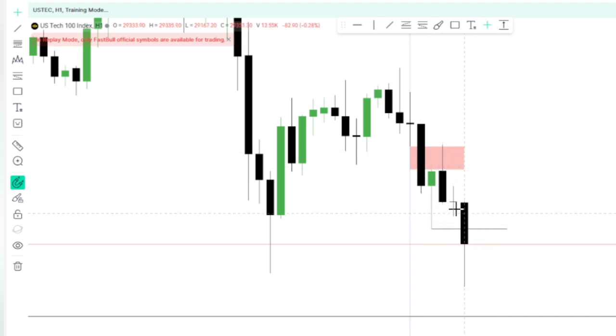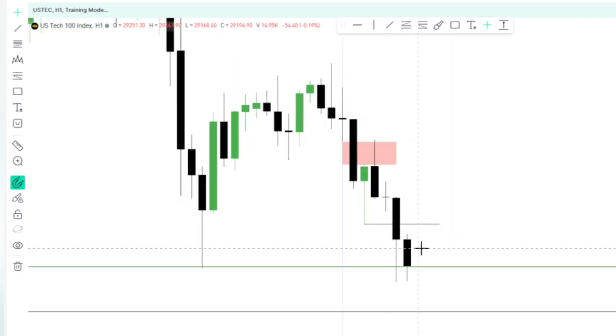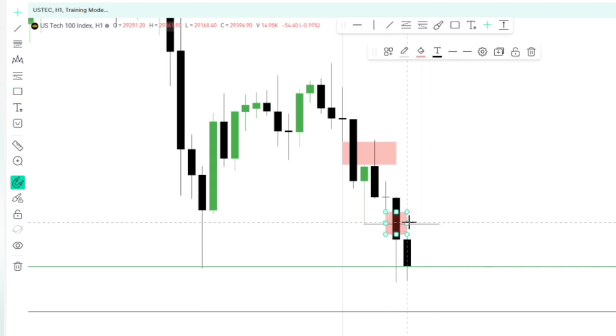Now we have 2 PD arrays. We have this order block and this FVG. Now this is 6 a.m. I'm going to wait for the 7 a.m. candle to open, and this is 7 a.m. Now the 7 a.m. candle has opened and it's closed already. You can see this is the FVG.